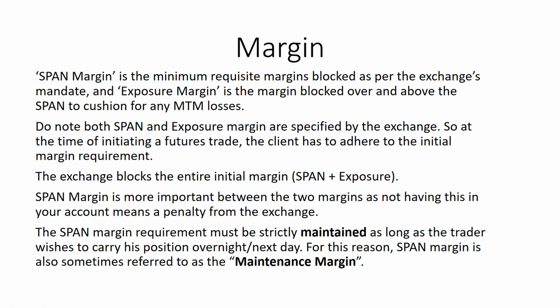So at the time of initiating a future trade, the client has to have this SPAN plus exposure margin in his brokerage account. The exchange blocks the entire initial margin, SPAN plus exposure. SPAN margin is more important between the two, as not having this in your account means a penalty from the exchange. You cannot even hold the position. This SPAN margin is also called the maintenance margin. If you are not having that SPAN margin in your broker account, the position will get closed by the broker.